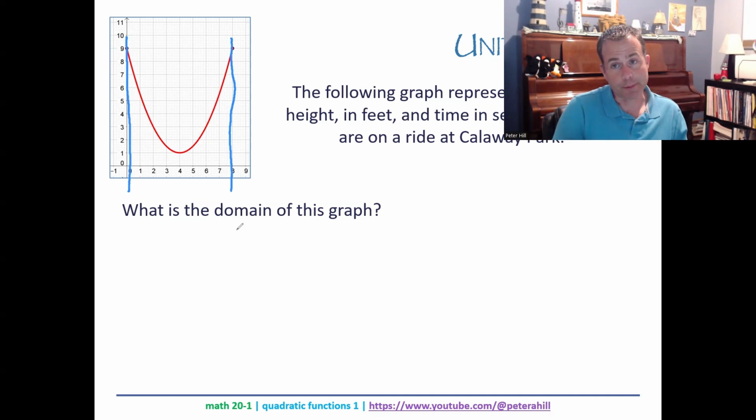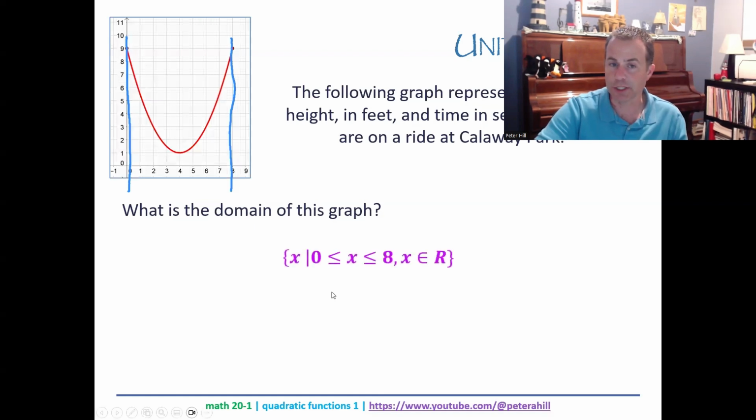Now, if you remember this from grade 10, there's very specific rules around how to write domain and range. So if we're using set builder notation, this is what that would look like. We have a squiggly bracket, and then we write an x and then a straight line. So if we were to say this out loud, we would say all the values of x such that 0 is less than or equal to x, which is less than or equal to 8. So that's saying x is in between 0 and 8. And then, comma, x is a member of the reals. That tells us we're dealing with continuous data. Okay.